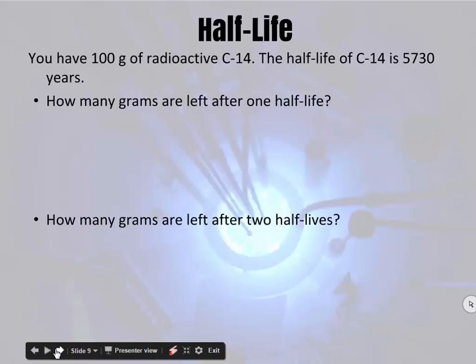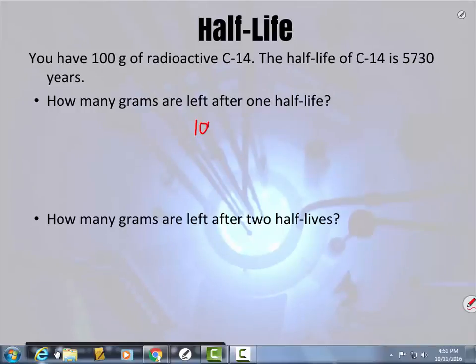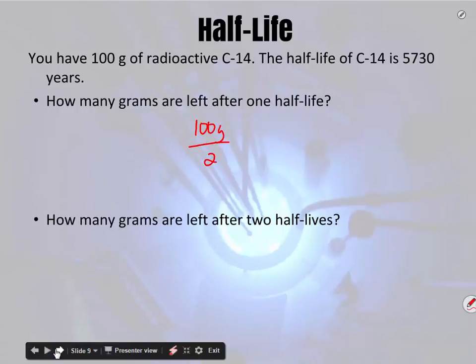So let's try a couple of example problems. If we have 100 grams of radioactive carbon-14, the half-life of C14 is 5,730 years. How many grams are left after one half-life? If we're starting with 100 grams, to get to our first half-life, we're going to cut our material in half. So we're going to take our 100 grams, divide it by 2, and we get 50 grams that remain. So after one half-life, 50 grams of our substance would remain.